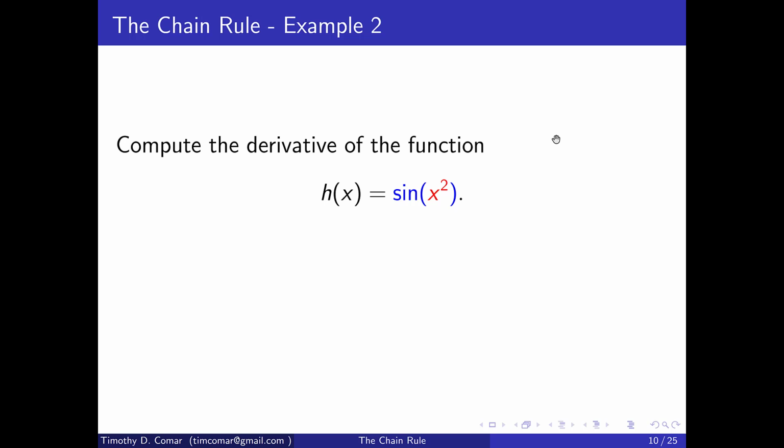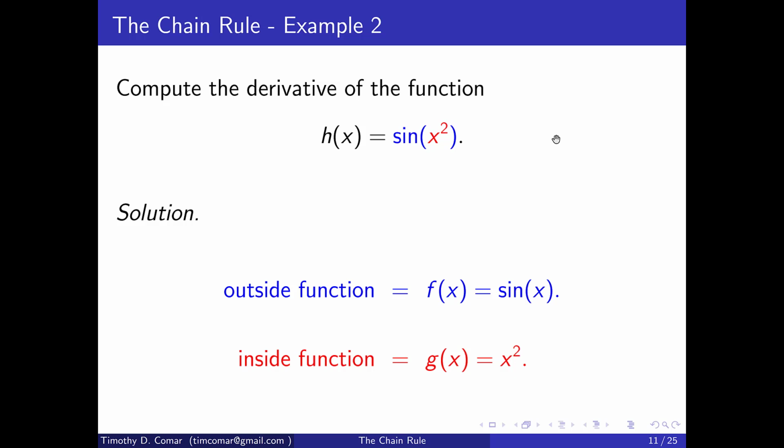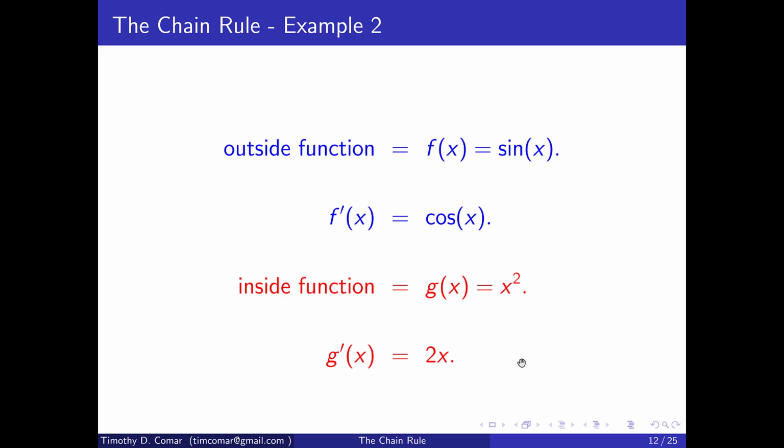Our next example here, we'll compute the derivative of the function h of x, which is the sine of x squared here. So the first thing we will do is identify the outside function and inside function here. The outside function, which we will call f as we have been, is sine of x, and the inside function, which we've been calling g of x, is x squared. We can compute the derivative of the outside function, the derivative of the sine function is the cosine function, and the derivative of x squared is 2x.